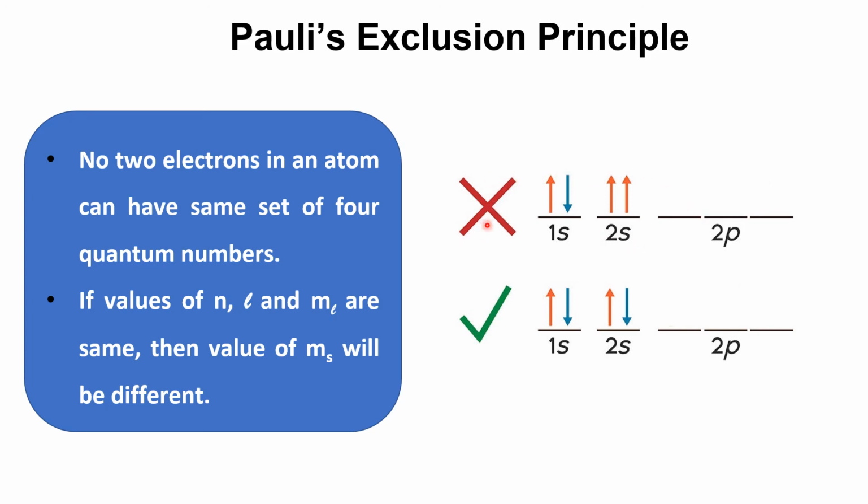So this representation is wrong. The right representation is first 1s, the two electrons are in opposite directions, then 2s, one will be clockwise and another will be anti-clockwise, then 2p would be filled. So if the values of n, l and ml are the same, then the value of ms would be different because one would be plus half and one would be minus half. So this was Pauli's exclusion principle.